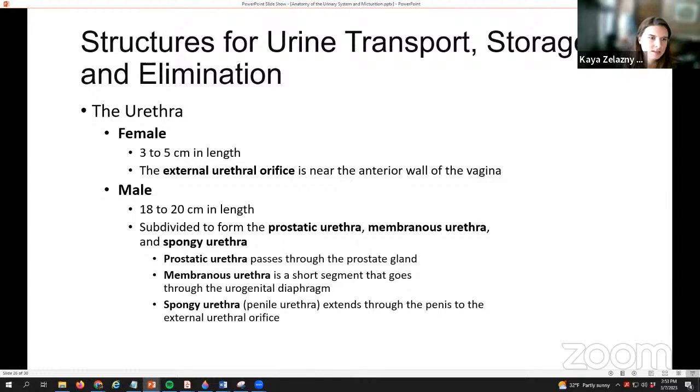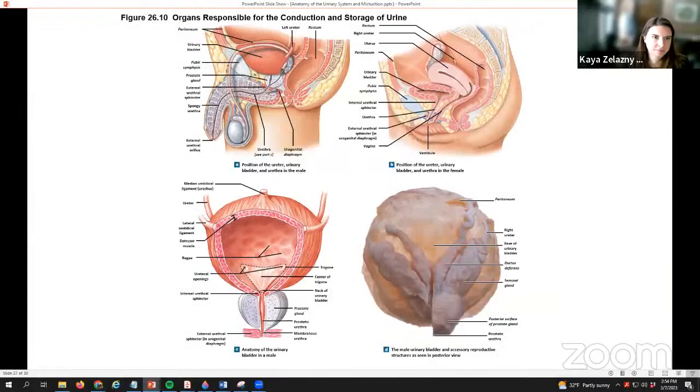In males, much longer, 18 to 20 centimeters in length potentially. And we're going to subdivide it in males because in males, the urethra has to cross through several different structures. So we're going to have a prostatic urethra as it passes through the prostate, a membranous urethra as it goes through the urogenital diaphragm, and then a spongy urethra, also called the penile urethra, as it extends through the penis, finally to the external urethral orifice. Okay. So here we can see these structures.